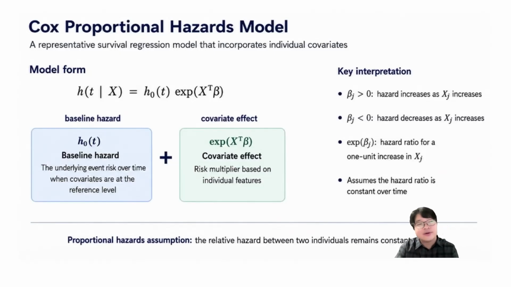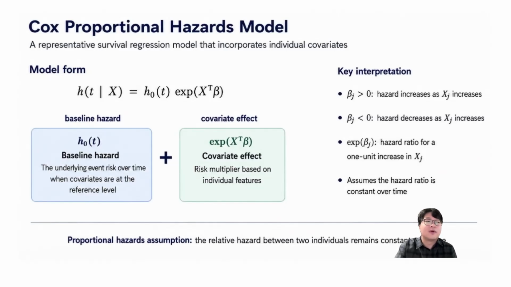If beta is lower than 0, the hazard decreases. Also, exponential of X transpose beta is interpreted as the hazard ratio. The Cox model is powerful because it can use individual covariates without directly assuming a specific survival time distribution. However, it relies on the proportional hazard assumption. This means that the hazard ratio between two subjects is assumed to be constant over time. In real-world data, this assumption may not always hold.